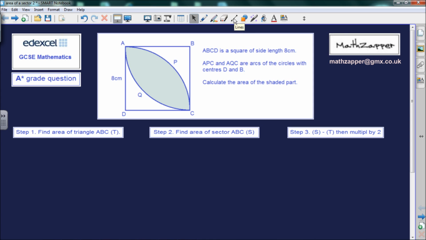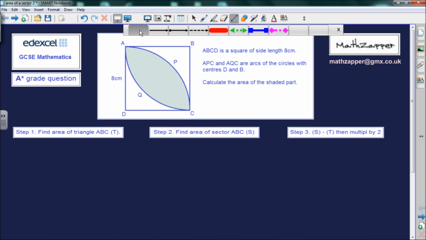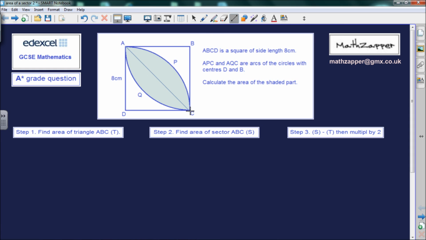First thing we should do is, for convenience, put a line from A to C, which will divide the square up into two right-angled triangles. Having done that, we can now go on to find the area of the triangle ABC. So we're going to call that T.